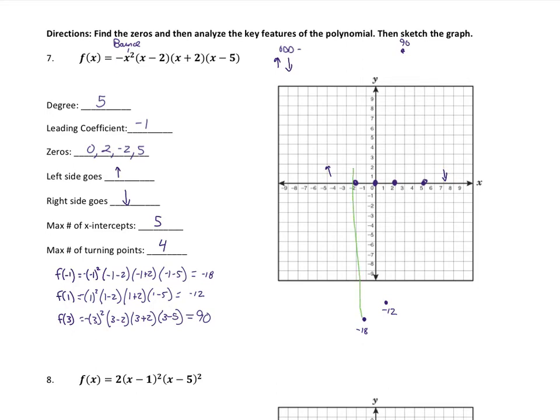And so now, remember it's going up to the left and down to the right. So it bounces at 0, back down to negative 12, up through 2, all the way up to 90, and then back down through 5. So make sure we get that bounce here where x squared happens, where x is 0.